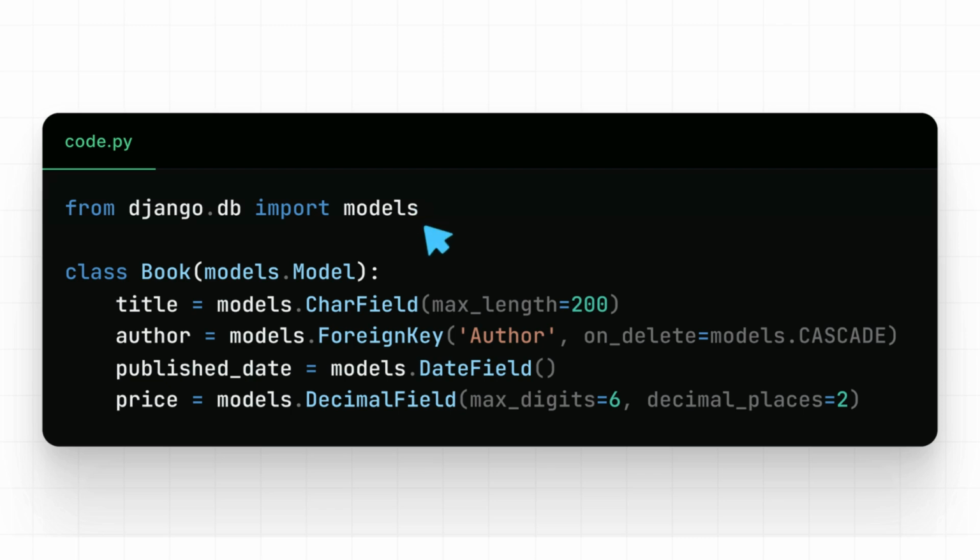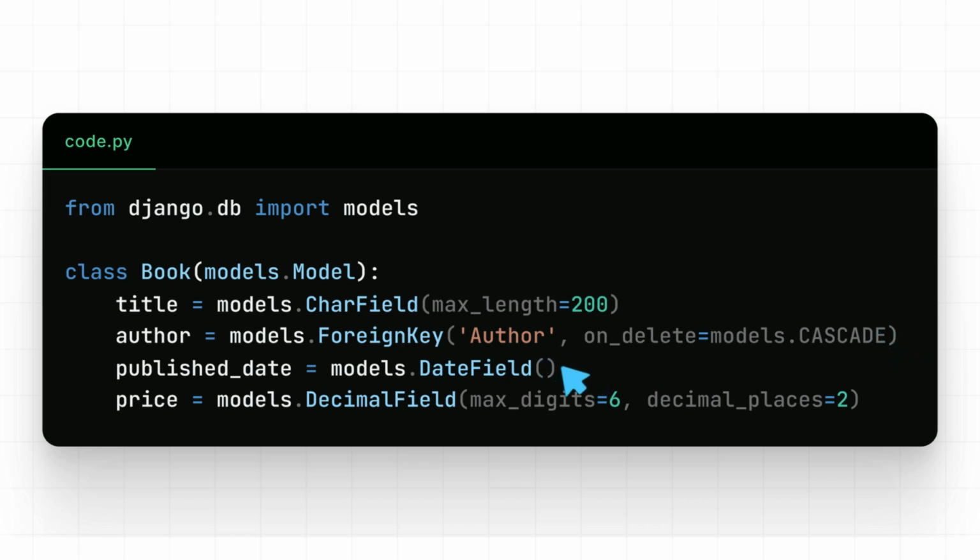We're importing Django's models module, which provides the building blocks for defining database tables. Then we create a book class that inherits from models.Model, which tells Django this class represents a database table. Each attribute defines a column in our table. Title is a character field with a maximum length of 200 characters. Author is a foreign key that links to another table called author, with cascade deletion, meaning if an author is deleted, all their books are deleted too.